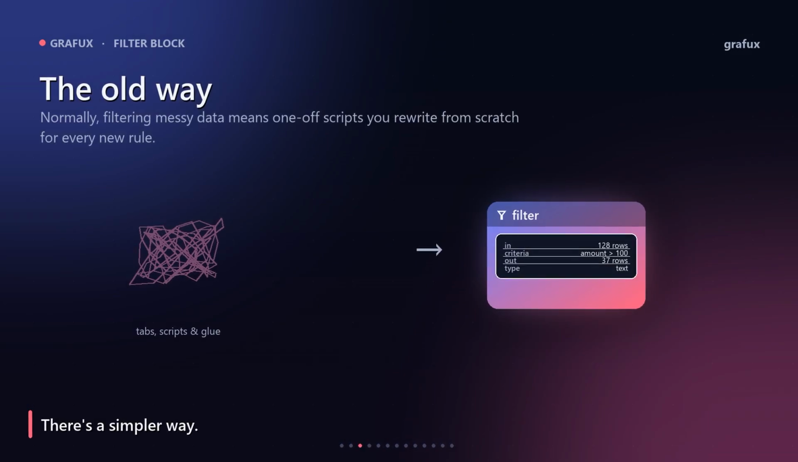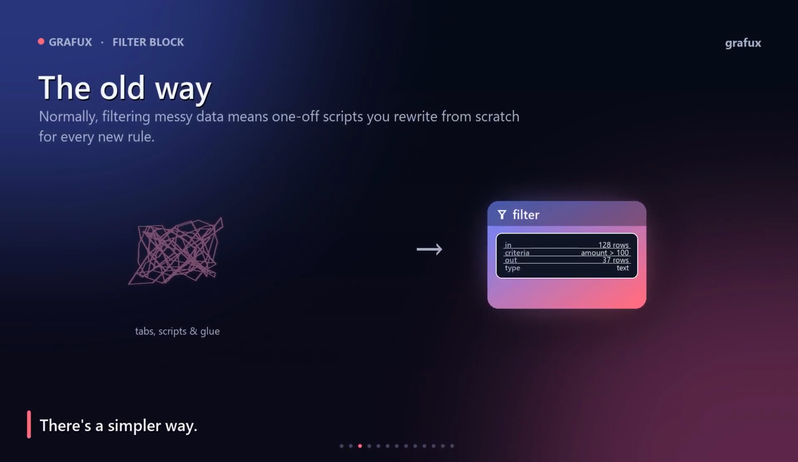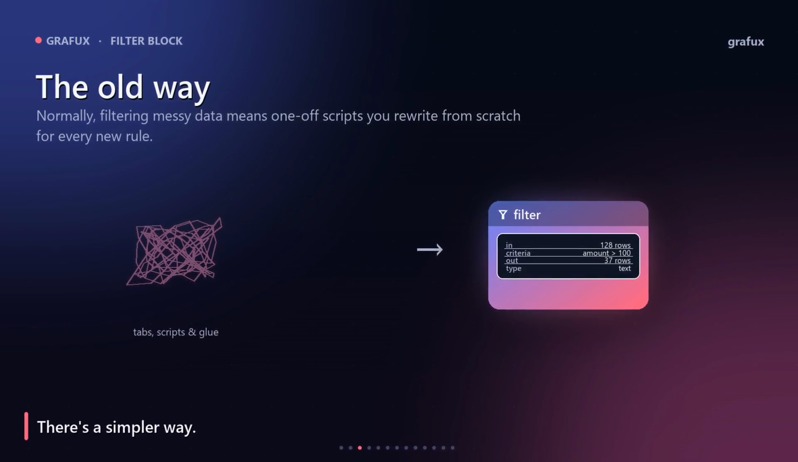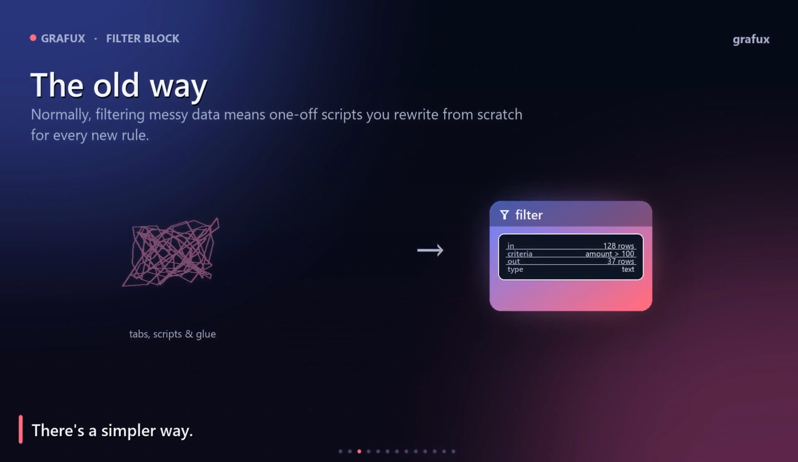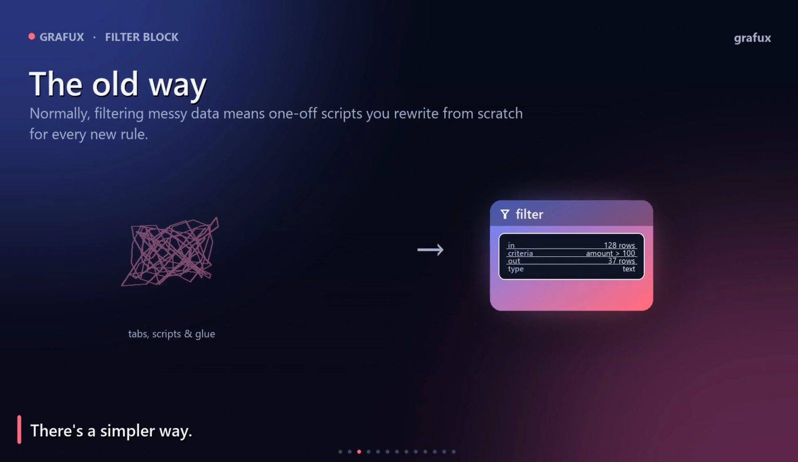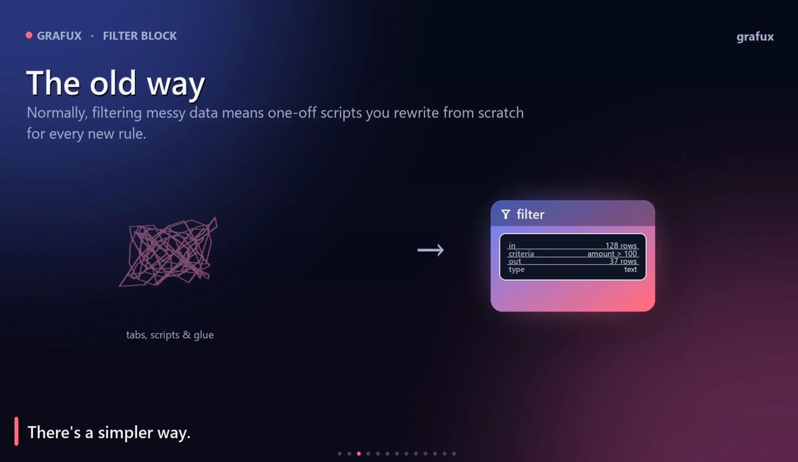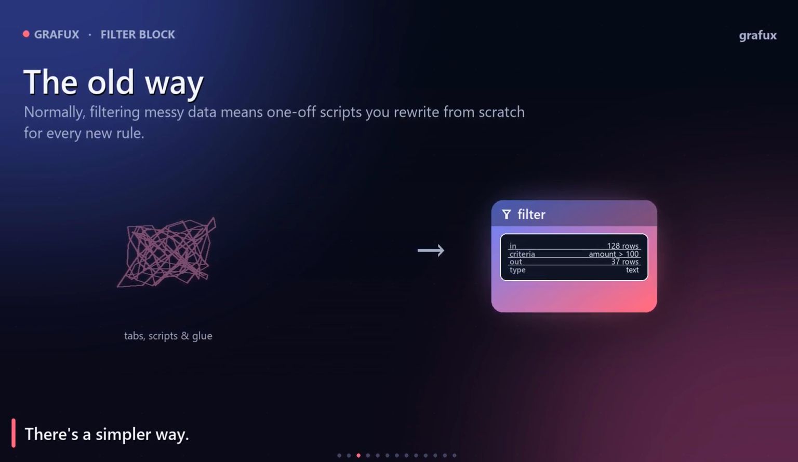But first, why does this even matter? Normally, filtering messy data means one-off scripts you rewrite from scratch for every new rule. It's slow, it's fiddly, and it pulls you right out of your flow. The filter block makes all of that disappear, turning a whole chore into a single, simple node. What used to take a stack of tools and a pile of patience now takes one block and one click.